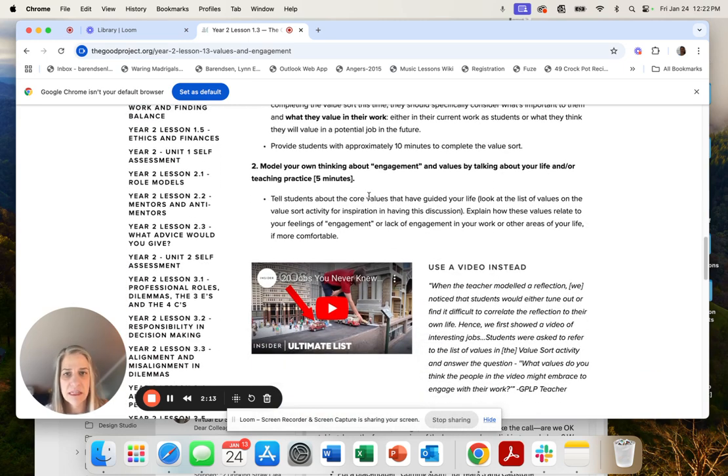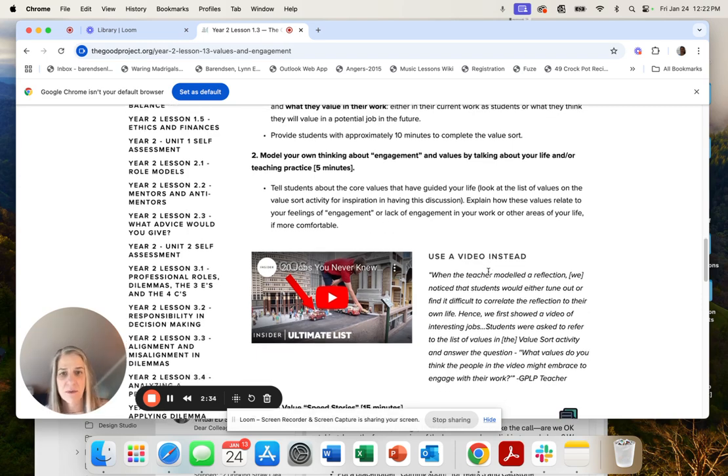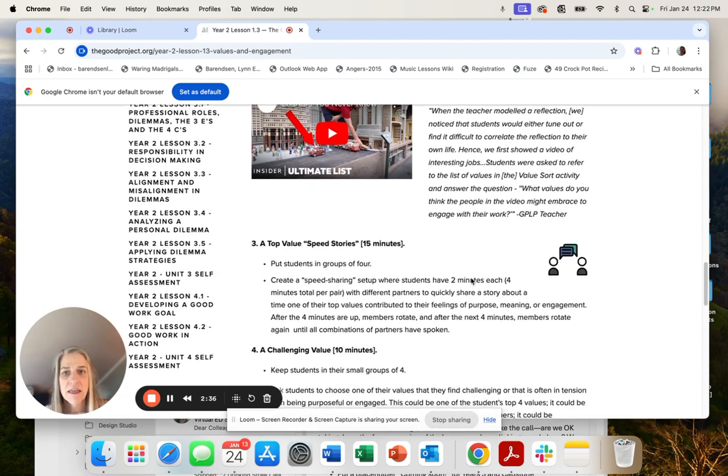Second portion of this activity is to think about engagement. There are two options here. One is to use a video. Another is to model engagement yourself, to talk about the core values that have guided you in your life. And again, we've had a number of educators who have done this and they feel that it's very impactful. For some, you might not want to share that. Totally okay. So we offer the option of a video instead.